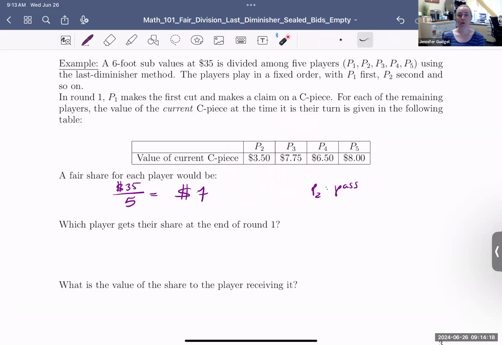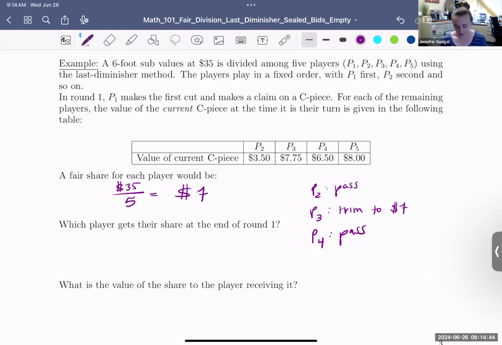All right, player 4. I swear I wrote on the page, so hopefully that will come up soon. Player 4, when it gets to them, there we go. It says it's too small, right? $6.50 is too small. So player 4 is going to pass. And now we're at player 5. All right. Player 5 is the last in line.